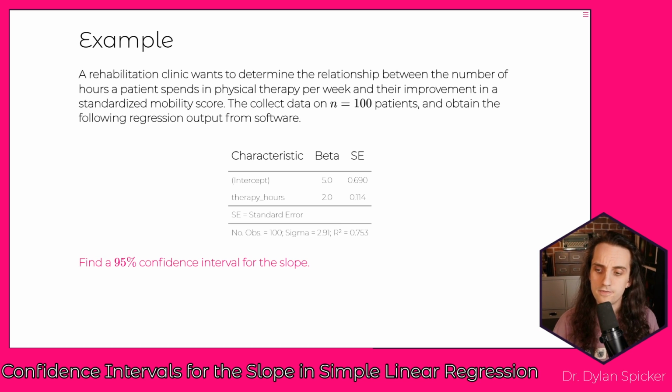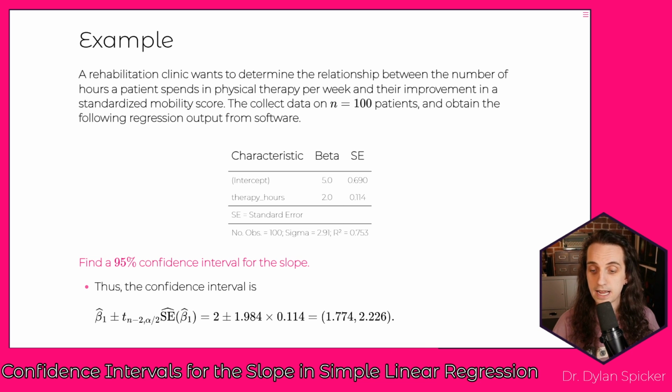So then to get our confidence interval, right, we're going to take beta hat 1 plus or minus the critical value times its standard error. So that's going to be 2 plus or minus 1.984 times 0.114, right? Drawn everything from the table right here. That leads us to 1.774 to 2.226 as our relevant values for the confidence interval here.